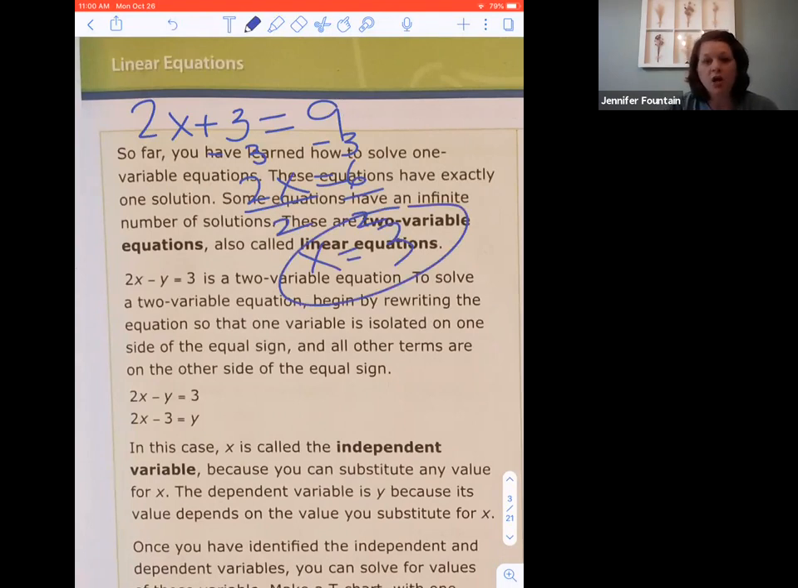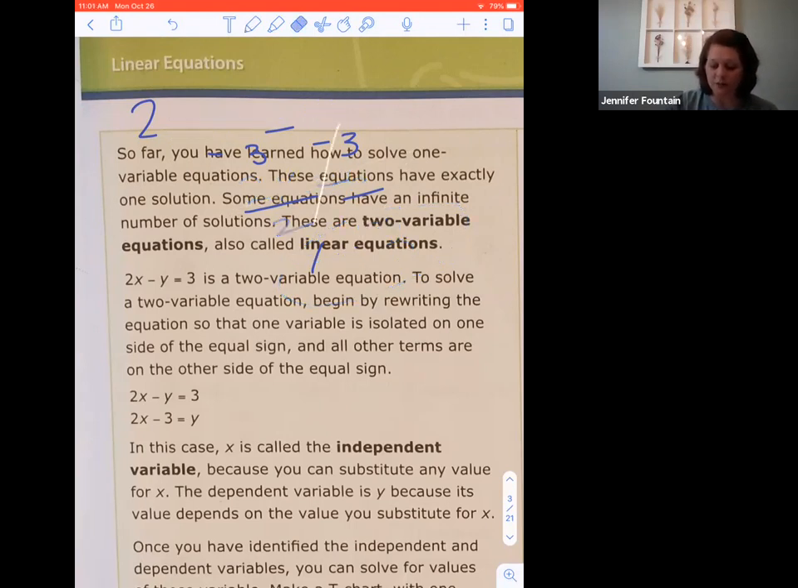Okay, so we know that when I have one variable, I can solve using my properties of equality to be able to add, subtract, multiply, or divide, to get x by itself, to isolate x and be able to solve for that variable. So that's what that means when I deal with a one variable equation. But what happens when I have a two variable equation? These are called linear equations.